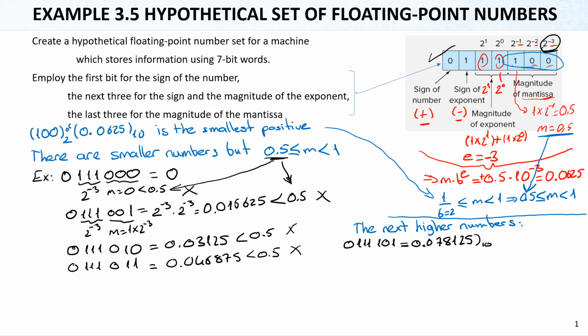Then we can increase one more. These are the same, but the mantissa can be 110, and here 0.093750 in base 10. Again we increase once more. These are the same, but this is 111. We keep increasing. 0.609375. This is again base 10.